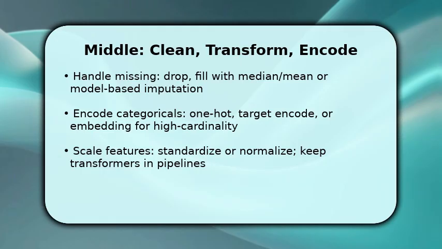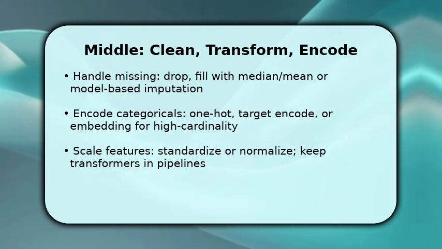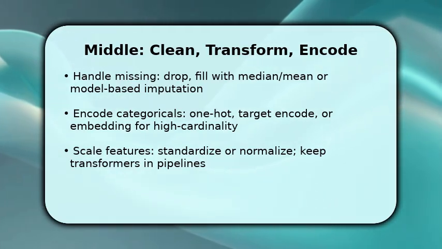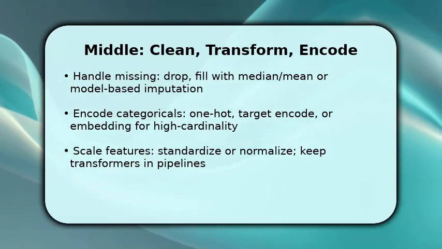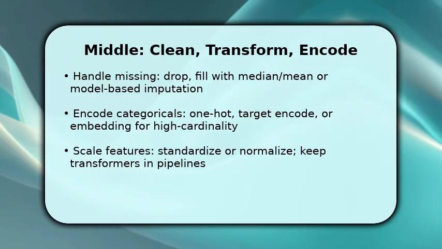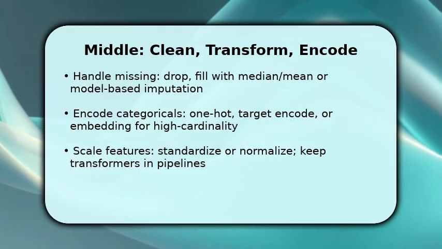Next, convert categorical variables with appropriate encoders. Select one hot for small sets and target or embedding methods for high cardinality fields. Then normalize or standardize numeric features depending on your model assumptions.